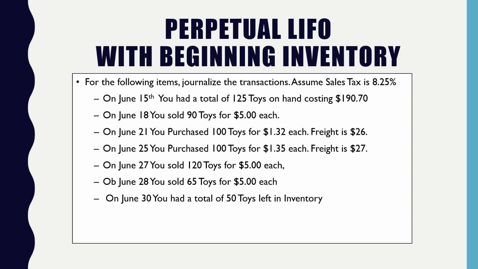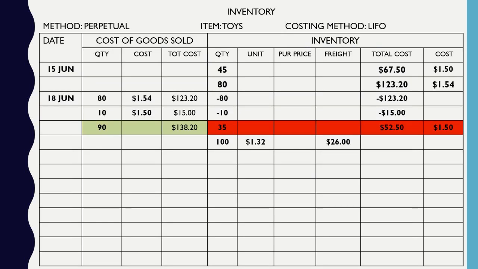Okay. So then on June 21st, we end up purchasing 100 toys for $1.32 with the freight costing $26. So once again, we're going to plug those numbers in there, right? Because now we have a new batch of inventory. So 100 at 132 plus 26 equals 158. So this batch is going to be $1.58. And I'm going to color code that just so that I know the difference between them. So now I have 2 batches of inventory, right?